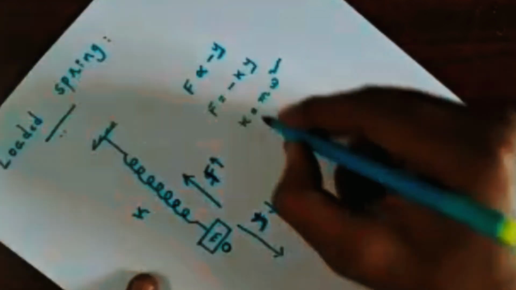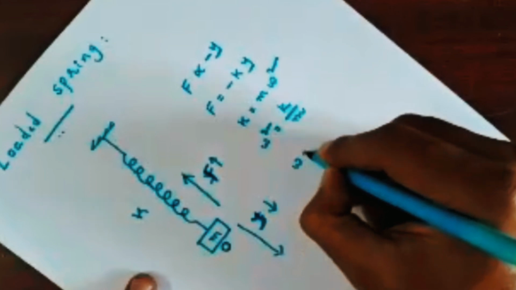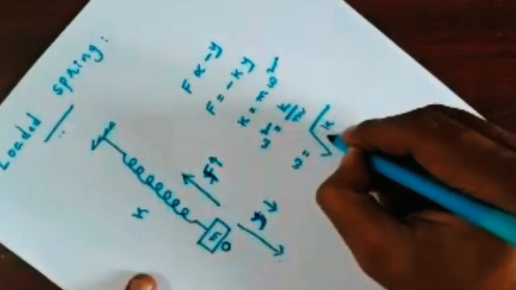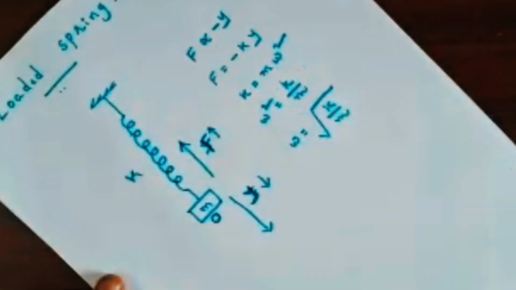M omega square. Omega square is equal to k by m. Then omega is equal to root over k by m. Here k itself is called the proportionality constant, also called the spring constant or force constant.